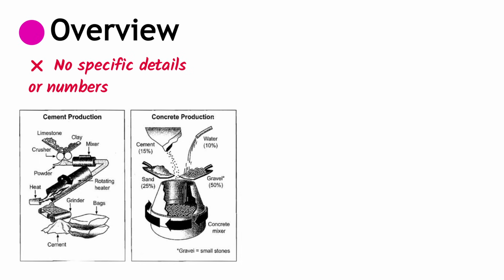In writing the overview paragraph for a diagram or a process, we can write the number of stages, right? So as you can see, there are 4 stages, right? And as you can see, we summarize the first and the last stage of this process without mentioning numbers or specific details. So in producing cement, there are 4 stages, all right? And then there is only one stage in which concrete is produced. So we can write about this.